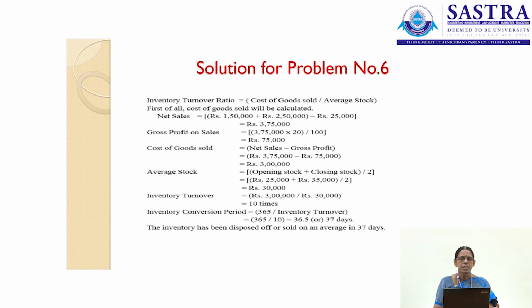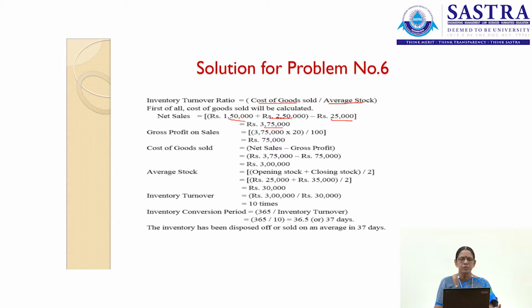See to it. First one, what is your inventory turnover ratio? We have cost of goods sold divided by the average stock. What is your cost of goods sold? We have to find out the net sales first. 1,50,000 plus your 2,50,000, that is your cash sales plus your credit sales, minus your sales returns 25,000. Net sales is 3,75,000.